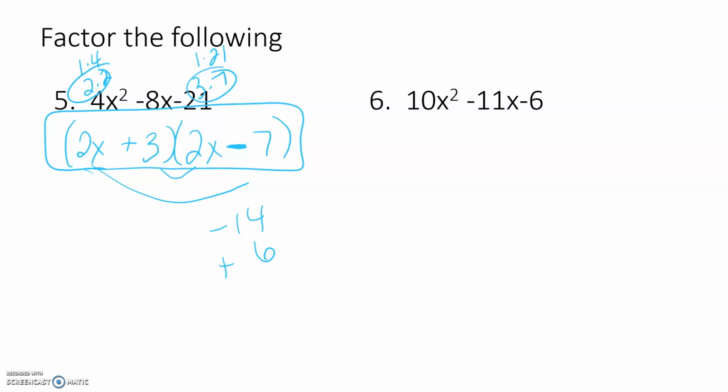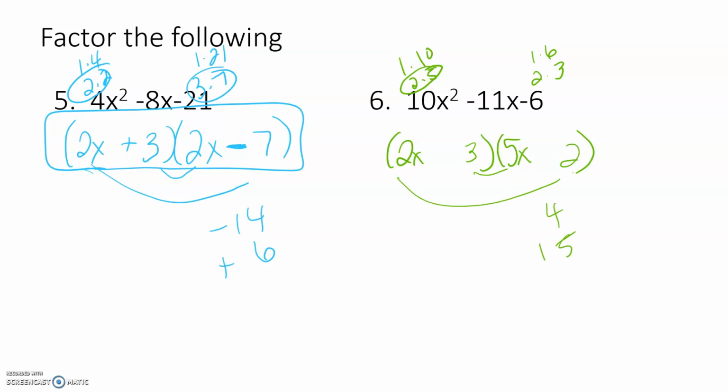Okay, last one, I have 1 and 10, and 2 and 5. So I'm going to start with my 2 and my 5. And then I have 1 and 6 or 2 and 3. So I'm going to start and see if this works. That gives me 6 and 10. That's not going to give me 11. What if I switch them? That gives me 4 and 15. Now 4 and 15 I can work with. In order to make a negative 11, I'm going to want this to be negative, so negative with the 3 and positive here.